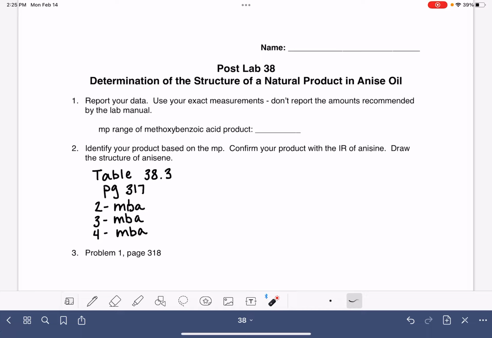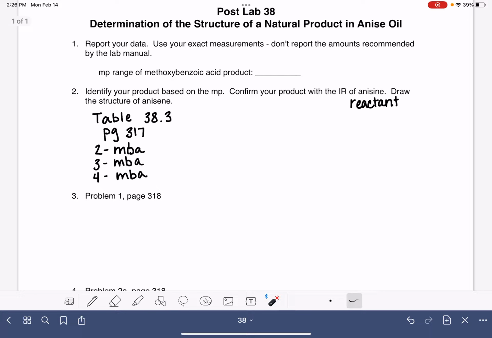Also, you're going to confirm your product with the IR of anisine. Anisine is the reactant. You did not take a melting point of the product of this reaction, just the reactant. You're going to draw the structure of anisine. You are going to match up the IR of anisine with that of a reference for anisine. You just want to make sure that it makes sense. And then you'll also be able to confirm your product based on the structure of anisine. Once you have that structure drawn, then that should be another way to verify the identity of the product.